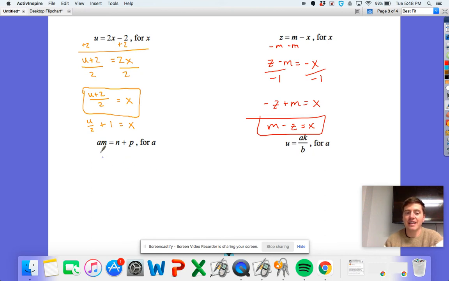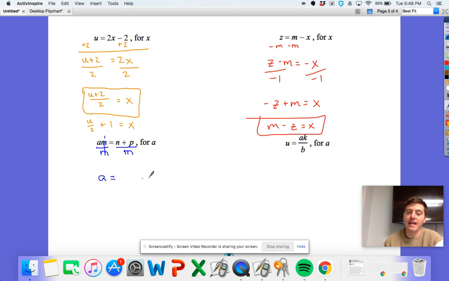It's just like how you would solve 3 times a, where we divide by 3. But now it's a times m. Well, we're multiplying, so the inverse of that is dividing by m. When you divide a side, you have to divide the entire other side. So when m is divided by m, that's just 1, because anything divided by itself is 1.